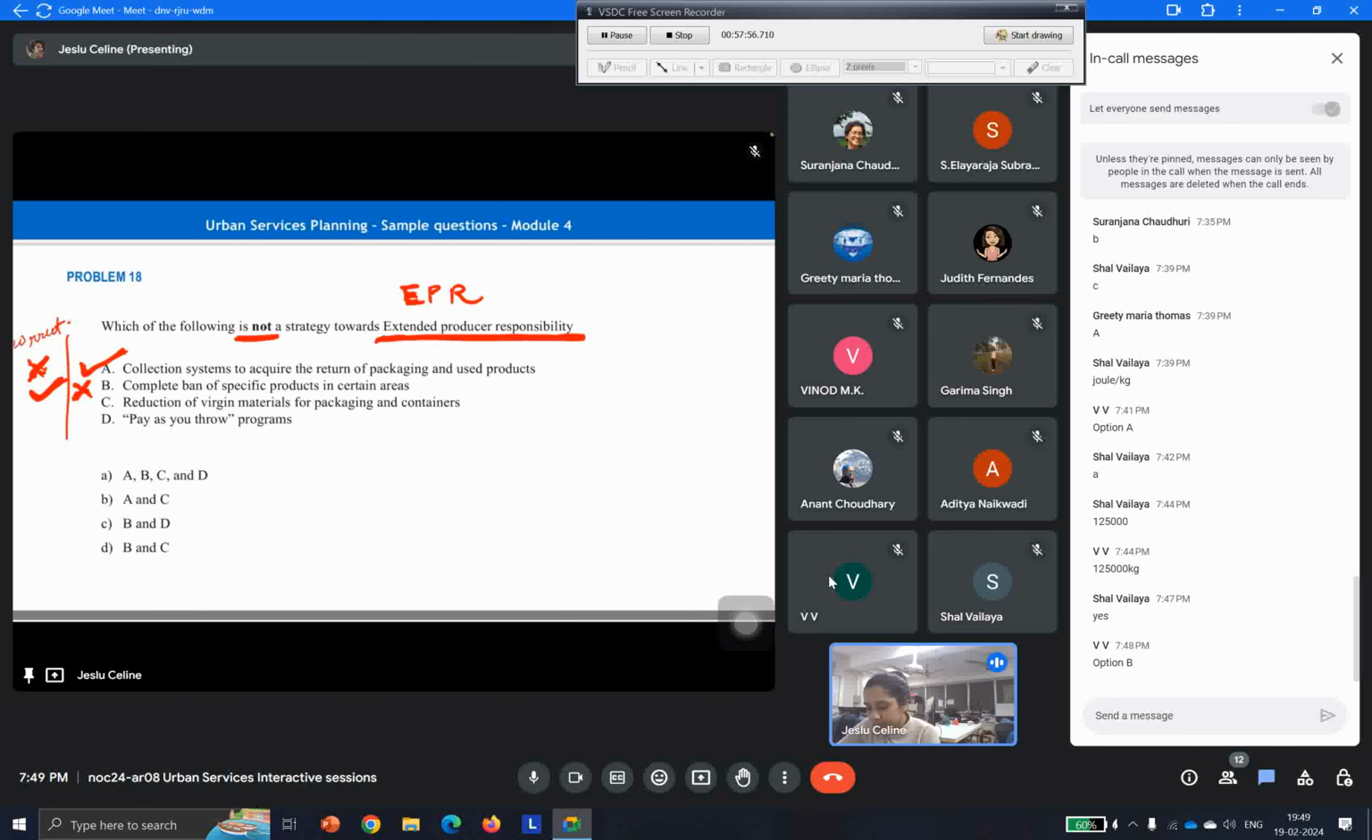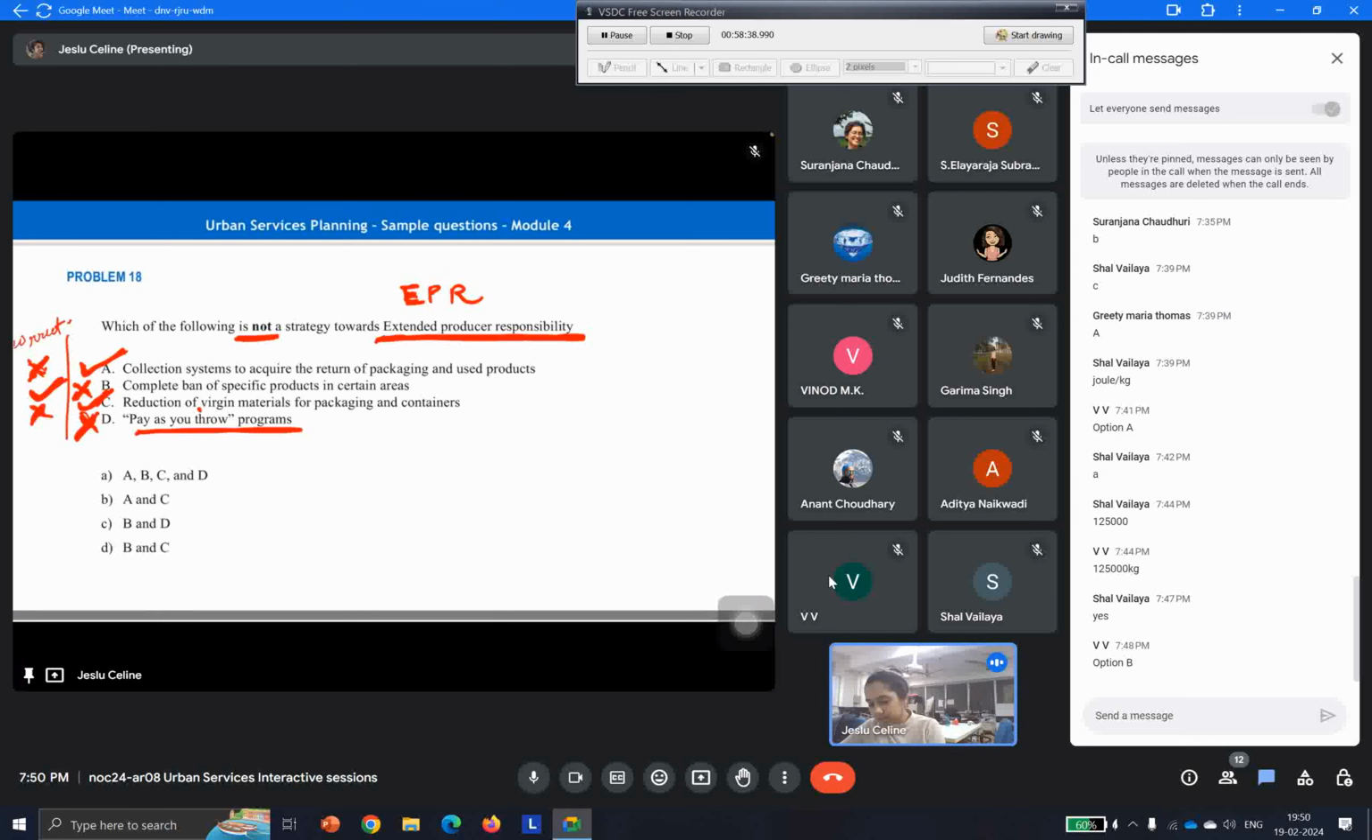Now C, reduction of virgin materials for packaging and containers. That's something which a producer can decide. They can say that we won't use certain materials, so that's possible, which means it's not the answer for this question. And then comes pay as you throw programs. If you're generating more waste, you pay more. That comes as a responsibility of the government or urban local bodies to decide what tariffs need to be set for these things. So that's again not part of EPR.